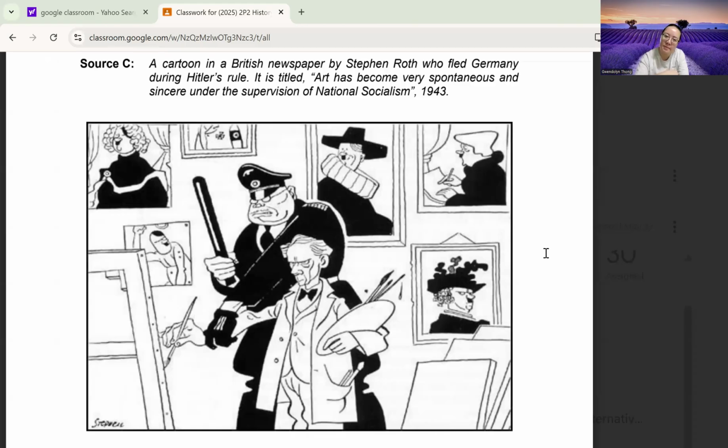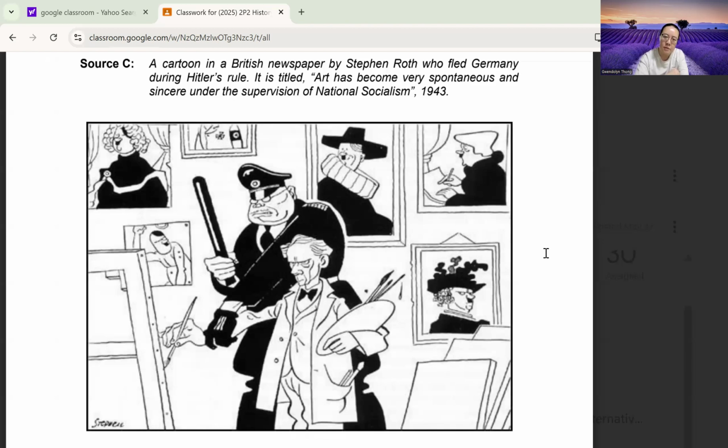Okay, so time's up. Okay, I hope that you all have selected critical. Right. Okay, so in this piece, it's obvious that the author is critical, right? He believes that Nazi rule, right, is not good for the German people, particularly German artists.